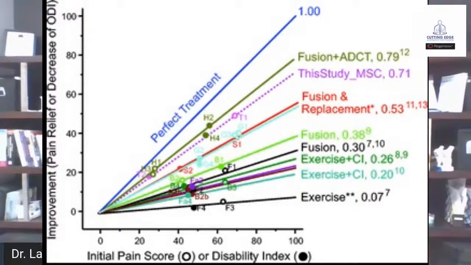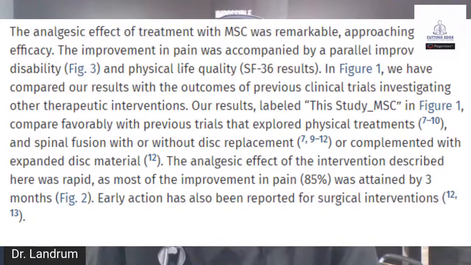But the upside is this: you don't have to get your back cut open. You don't have to get screws and hardware put in place. That's a huge uptick, right? So when they got down to their summary, this is what they said. The analgesic effect of treatment with mesenchymal stem cells was remarkable, approaching surgical efficacy. There was improvement in pain as well as in disability and improvement in quality of life.